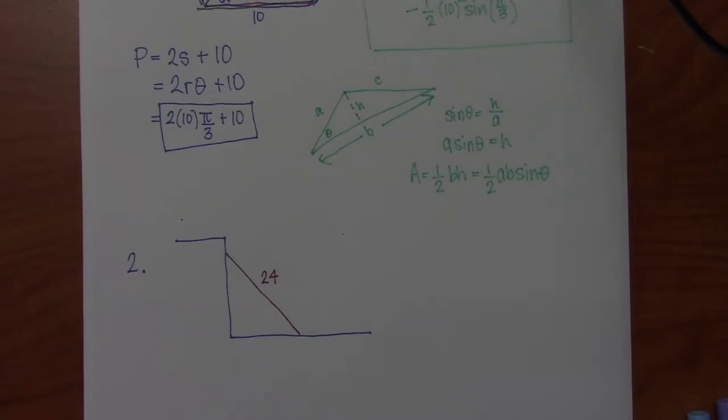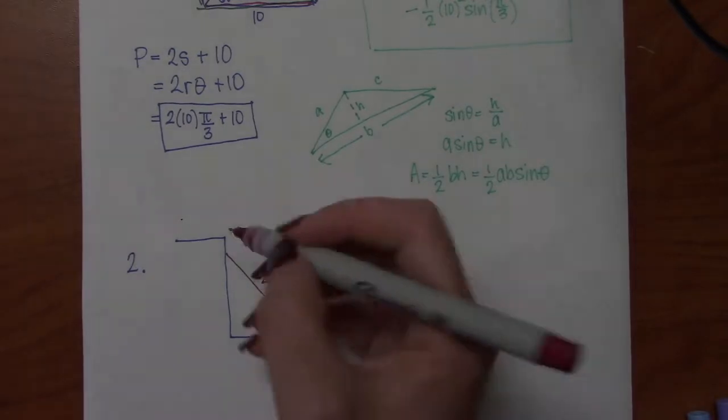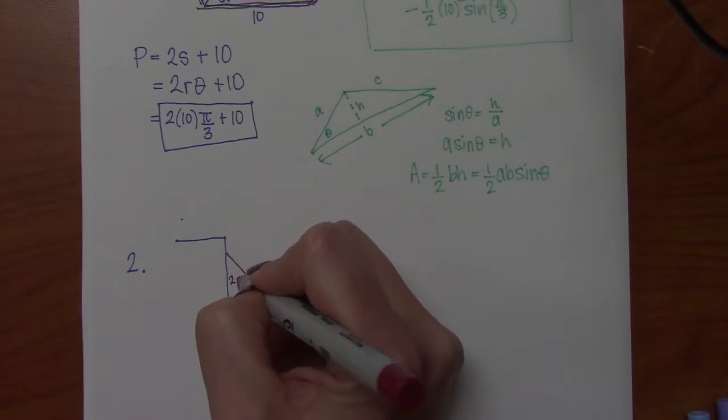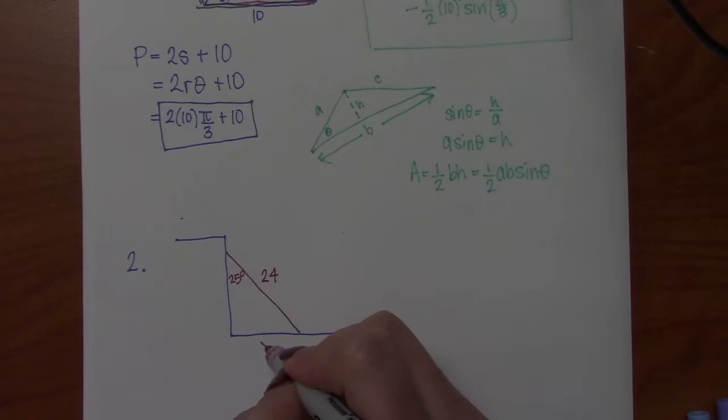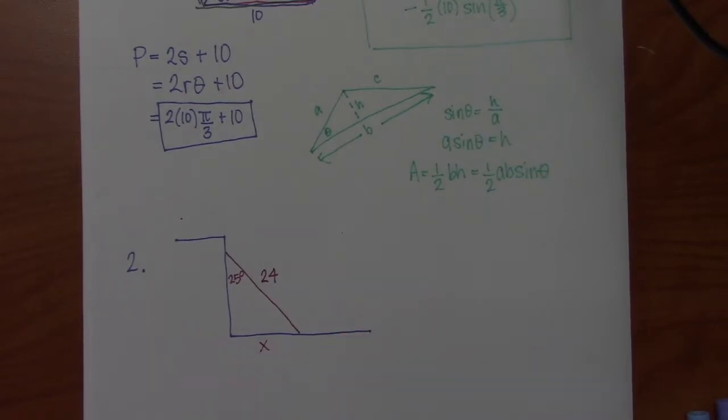So you have to make sure that you're putting the 25 in the right place. So the ladder and the building, they're describing the upper angle. If they said the ladder and the ground, that would be describing the lower angle. So now they want us to find the distance that the base of the ladder is from the base of the building. So we want to find that value x.